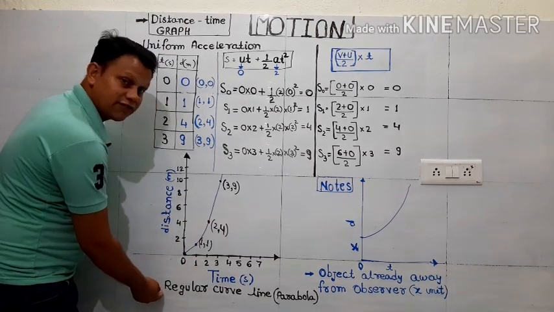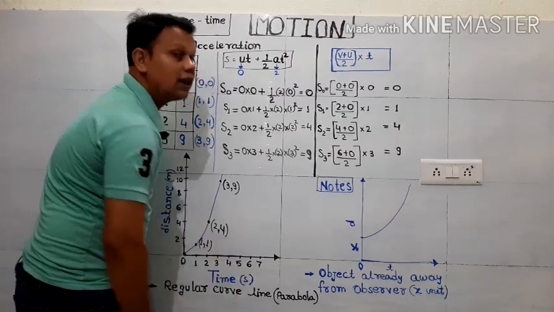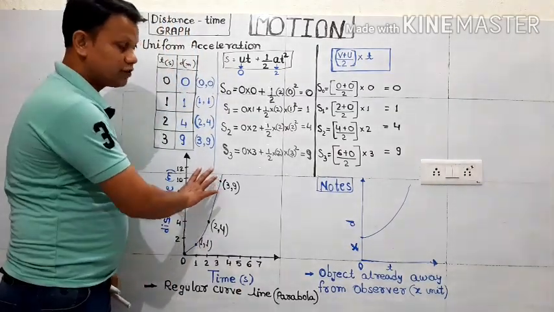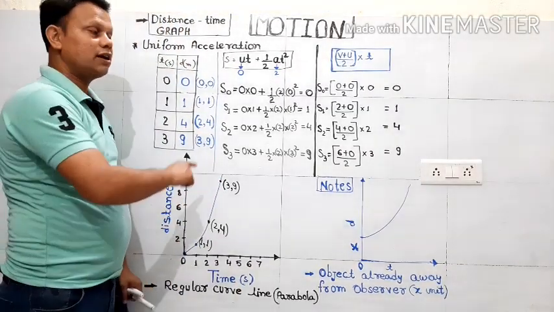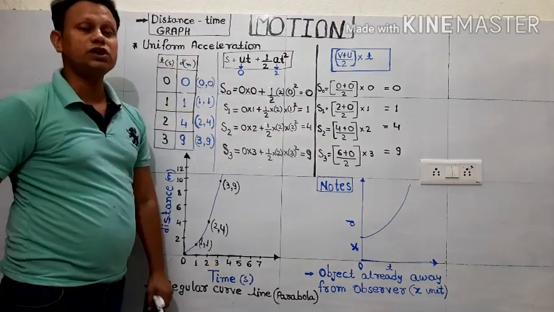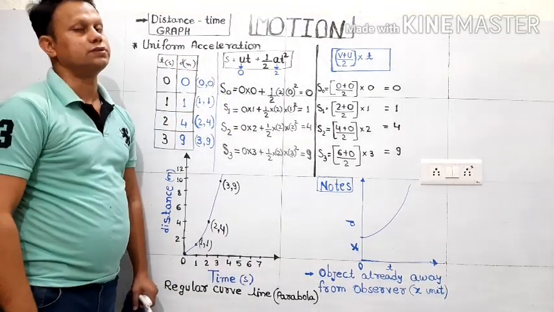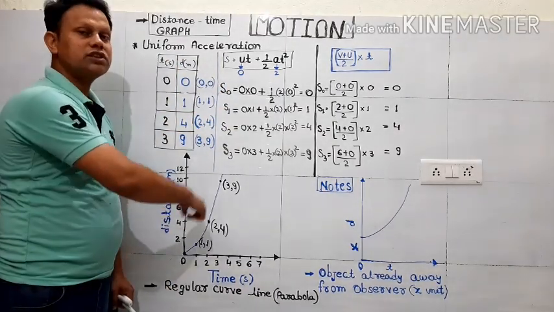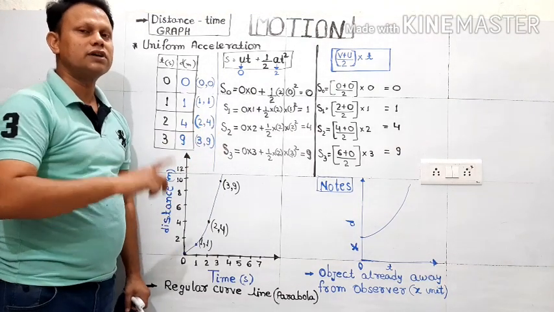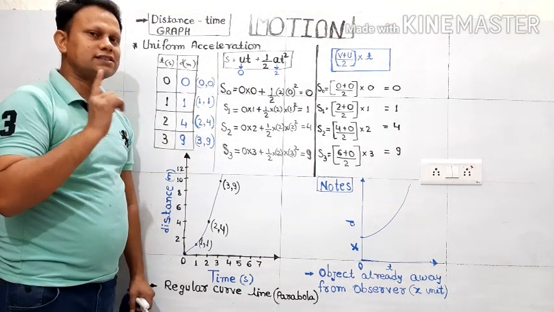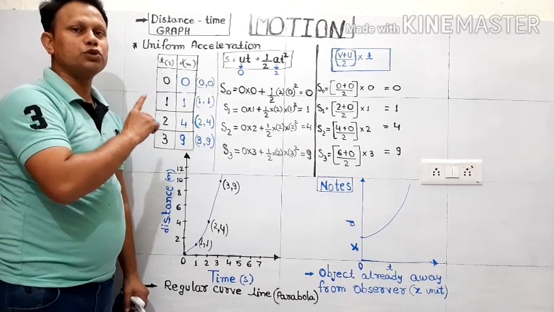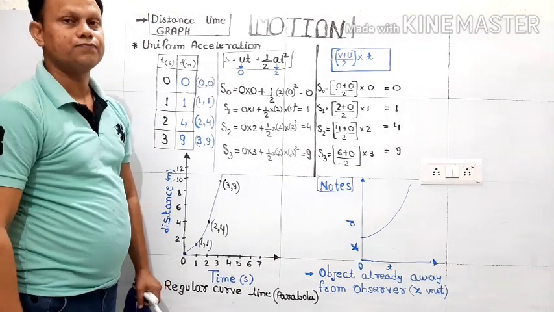So what kind of graph do we get? A regular curve line. So this is the graph which looks like this when we plot for a body which is doing uniform acceleration. Fine. So whenever you see this kind of rising regular curve, that means it is showing a distance time graph with uniform acceleration.